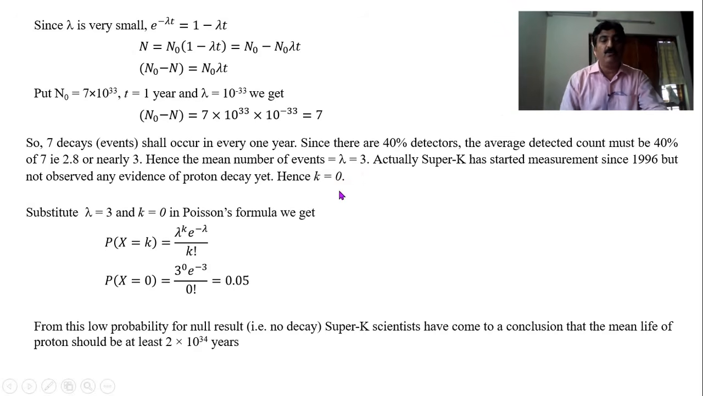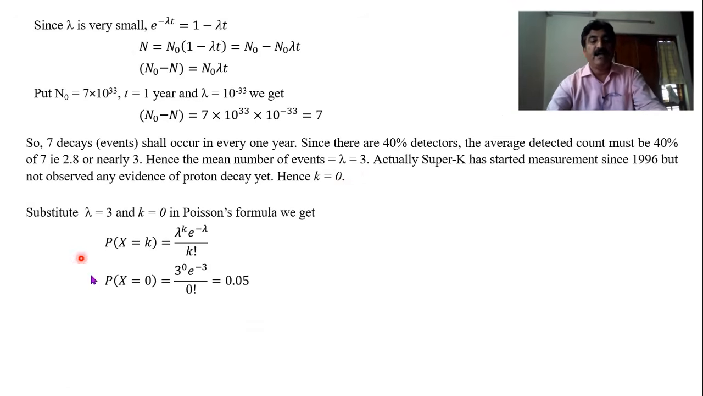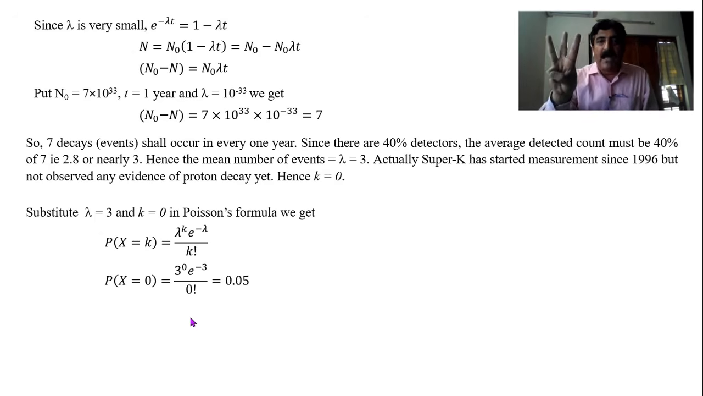In Poisson's formula, we have this equation: P of x equals K is equal to lambda to the power of K e to the power of minus lambda by K factorial. You have to be very careful about this lambda and the other lambda. This lambda is the probable, or average, number of happenings in that particular year. In 1 year, I expected 3 happenings, 3 events, 3 counts, 3 decays. Therefore, I take lambda as 3.